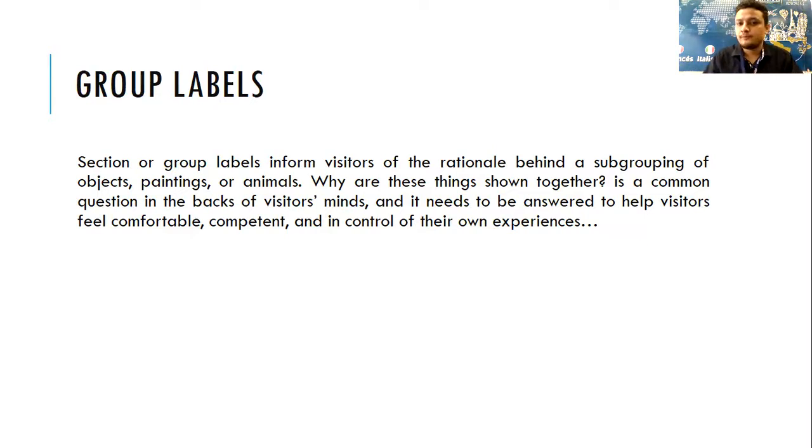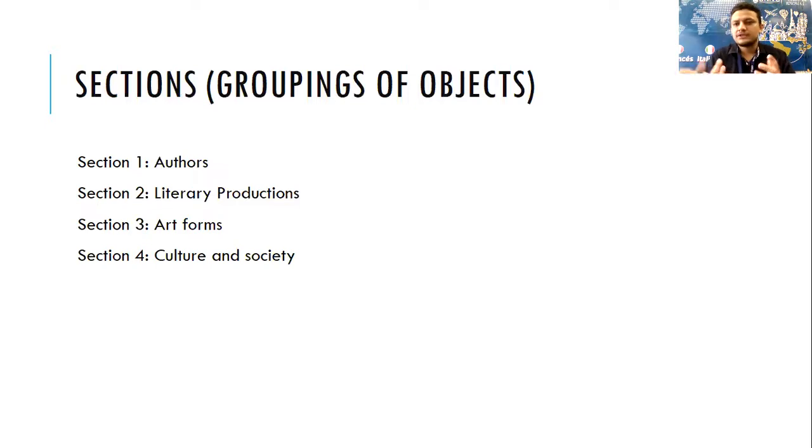Group labels inform visitors of the rationale behind the subgrouping of objects, paintings, animals, books, or any kind of topic. What are the things shown together? It's a common question in the back of visitors' minds. So think about your audience: why is this piece with this element, with this object? Because they're all put together and they belong to a section that is part of your exhibition. I'm going to give you an example to make it clear how it actually works, right?